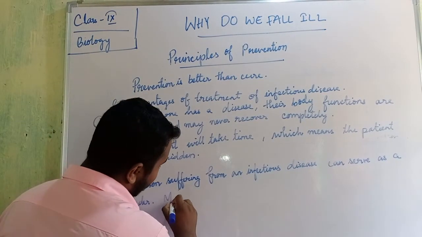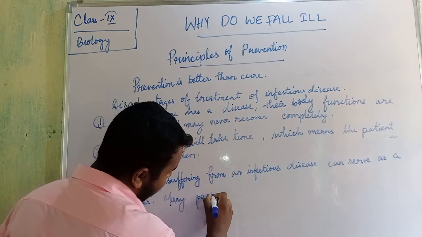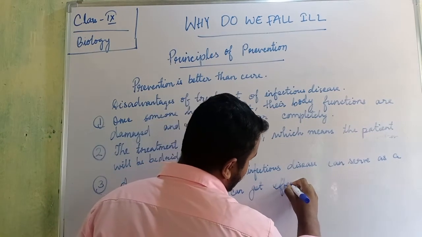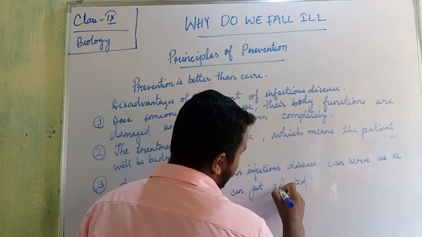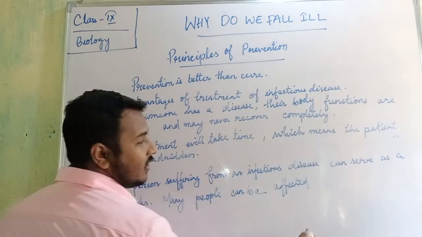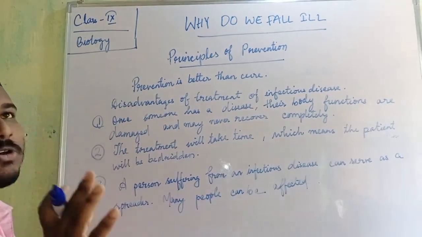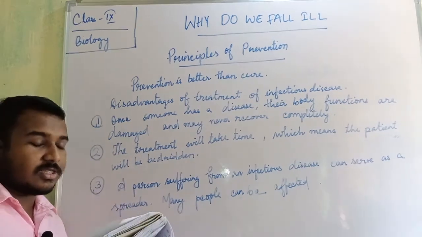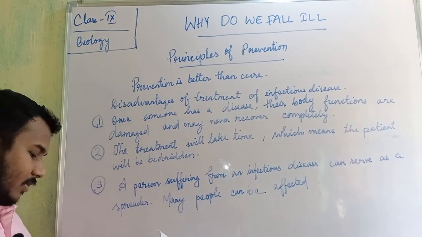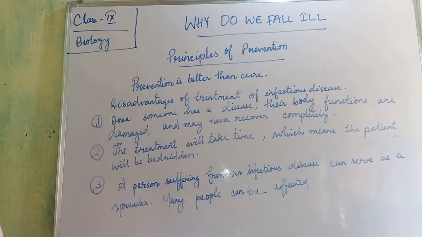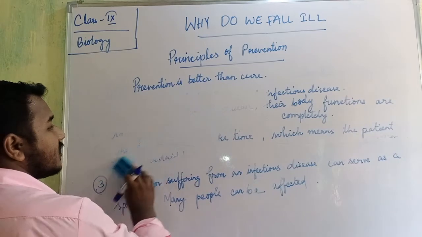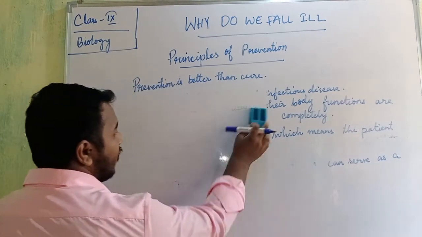That is, many people can get affected. A huge number of people will get the problem. So these are the three limitations or disadvantages of treatment. Then prevention: how can we avoid all this treatment? I already told you prevention is better than cure, so we will go through that.